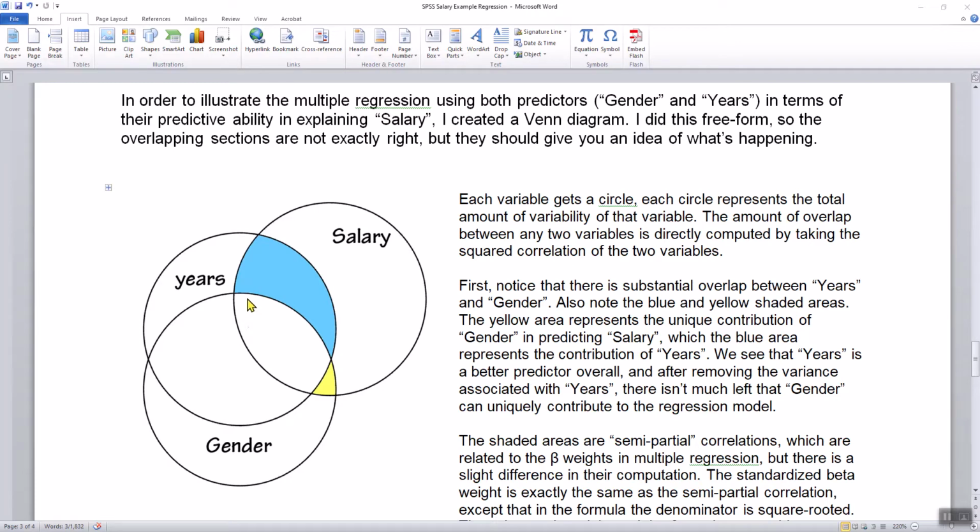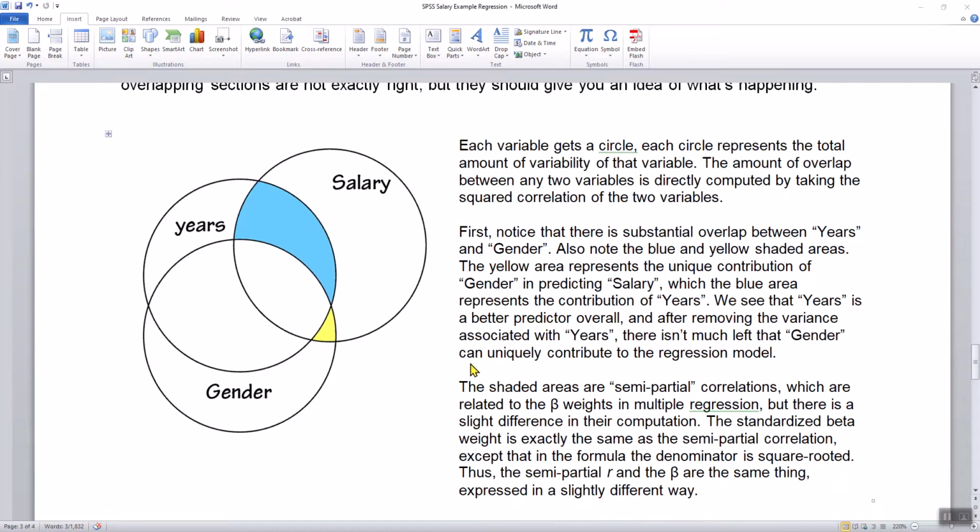Now there's some shared variance. This area here is shared between both gender and years, which is to say it's confounded in a sense. It's confounded data. But this is the pure essence of gender giving you a unique amount of predictive ability in terms of determining salary, whereas you can see that years has a much larger one.